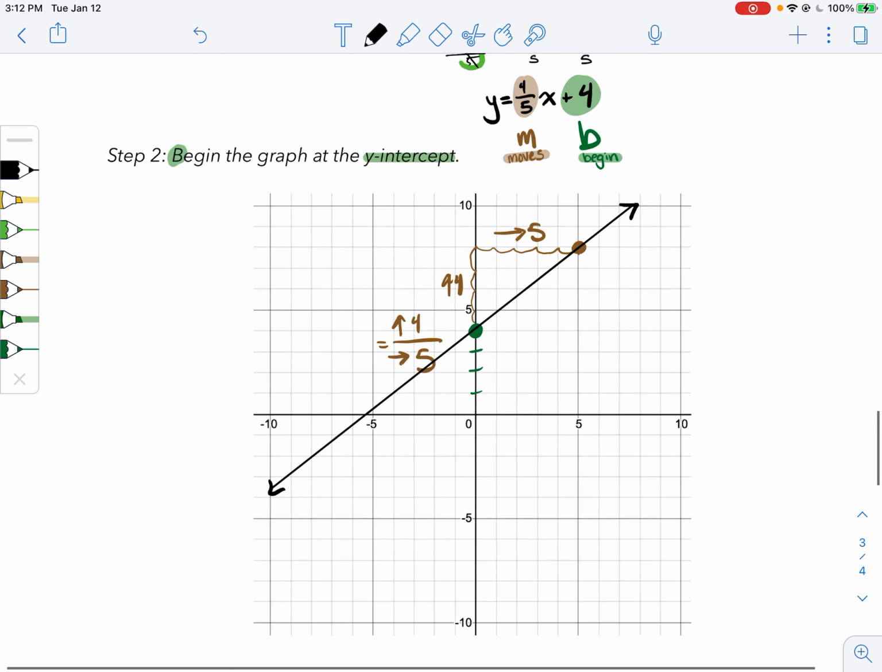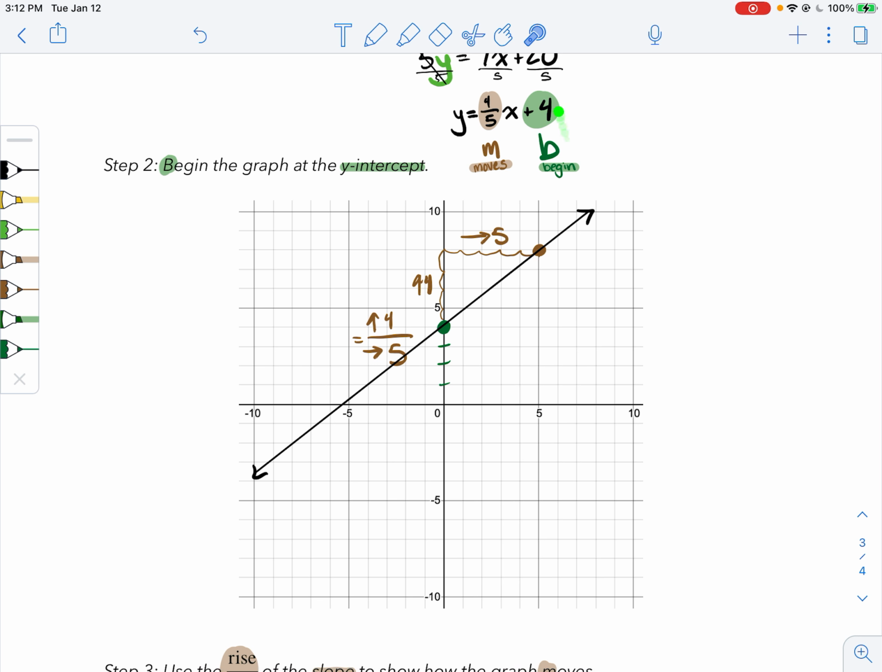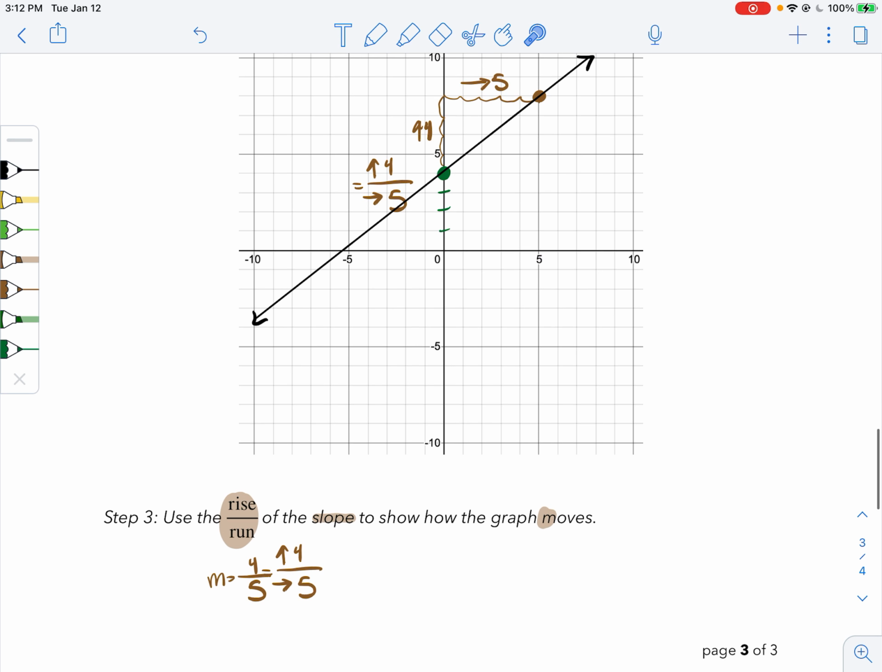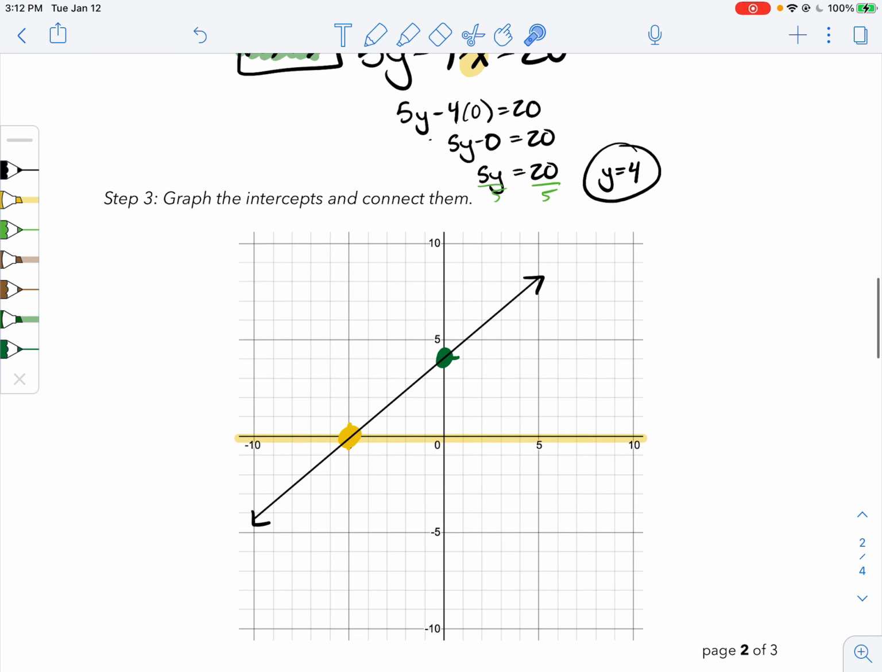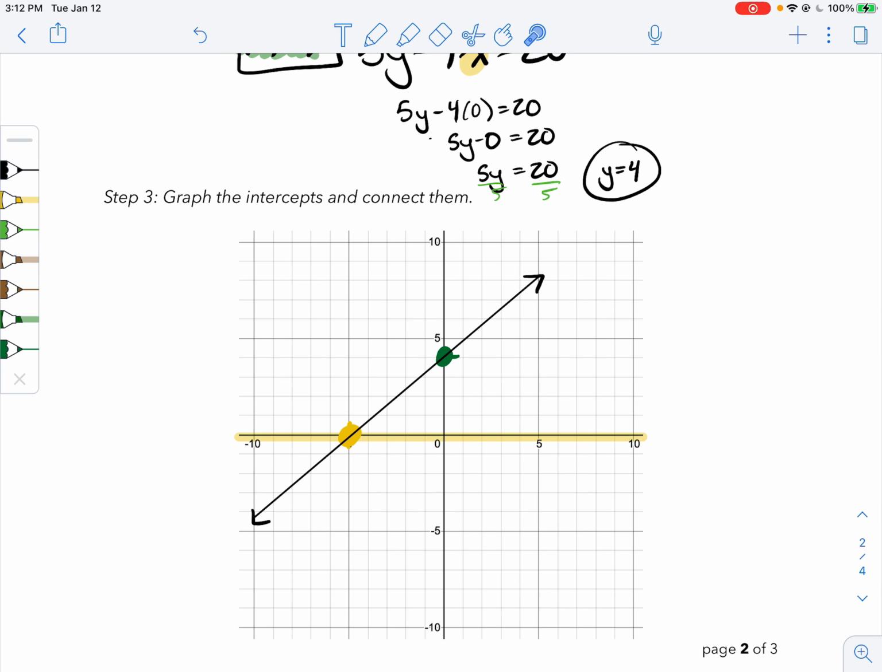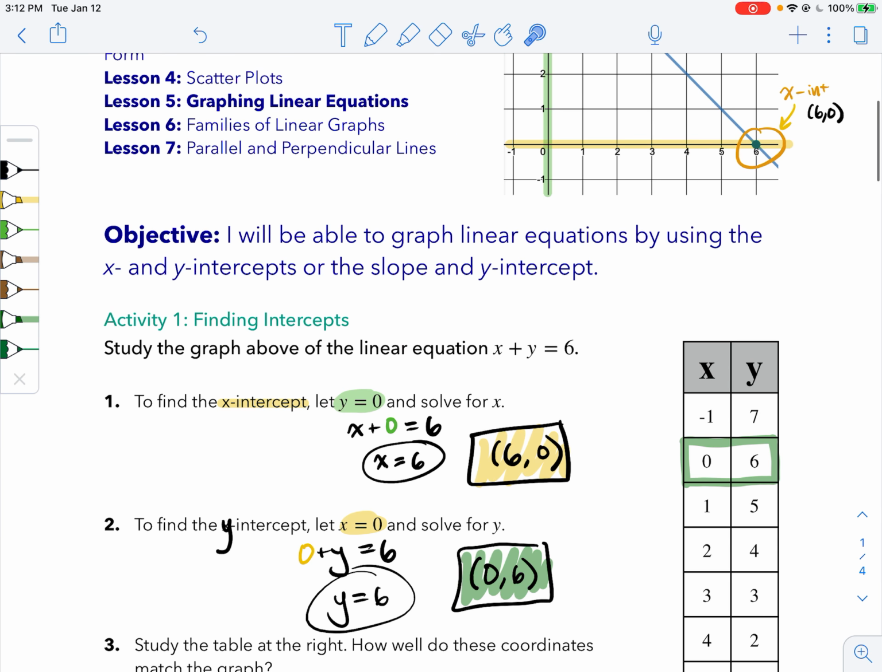And there you have it. You begin at b, your y-intercept, and then you move with the slope m. And that's how you graph. You can graph with the intercept and the slope, or you can graph with 2 intercepts. That's it. That's the whole lesson.